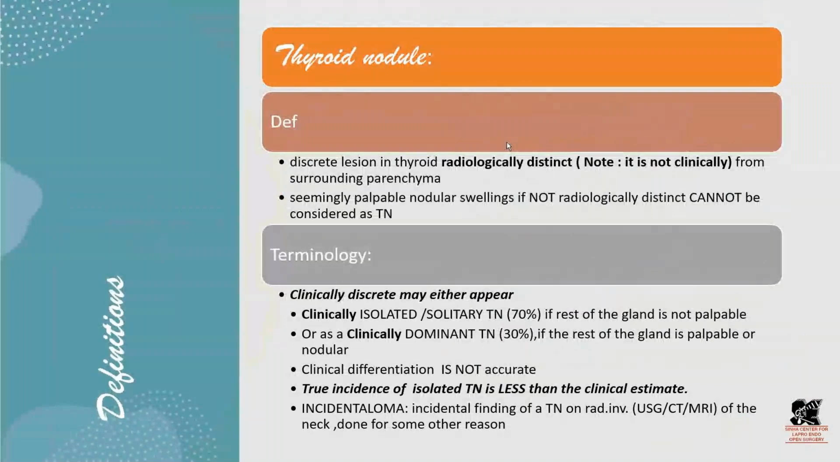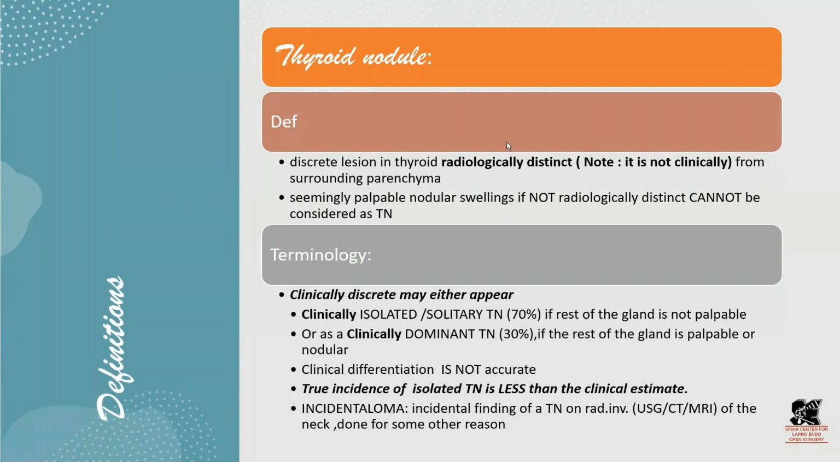Now, let's define a thyroid nodule. What do we really mean by a thyroid nodule? Until quite lately, we had been given to understand that it's a clinical definition. But that is entirely wrong. The definition of a thyroid nodule is a discrete lesion in the thyroid, radiologically distinct. Note, it is not clinical. It is distinct from the surrounding parenchyma. So we have a purely radiological definition. As we go forward, I'll tell you why this is so.